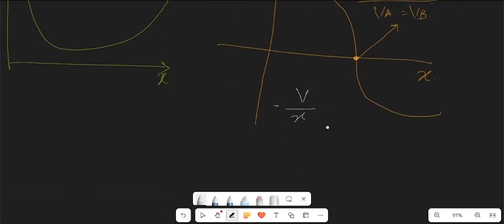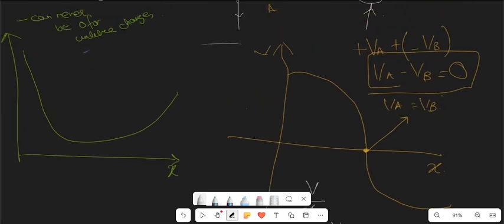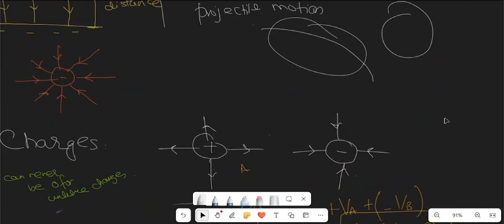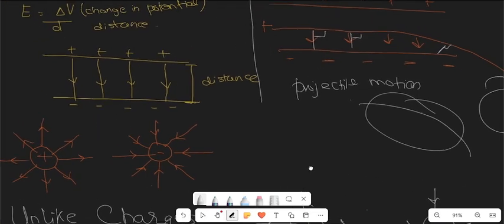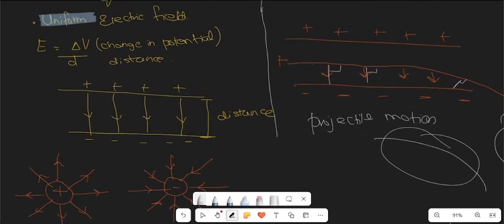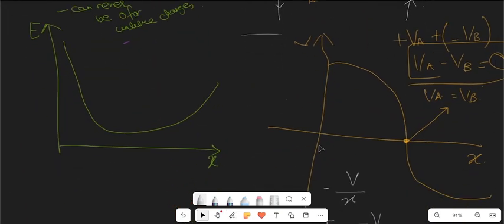The gradient of this will give me the electric field strength. Why? Because if you go up, if you go here, do you see this? E equals V over d. That is exactly what is happening here.